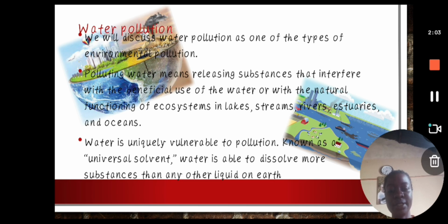Polluting water means releasing substances that interfere with the beneficial use of the water or with the natural functioning of ecosystems in lakes, streams, rivers, sanctuaries, and oceans. Various human activities contribute to water pollution.